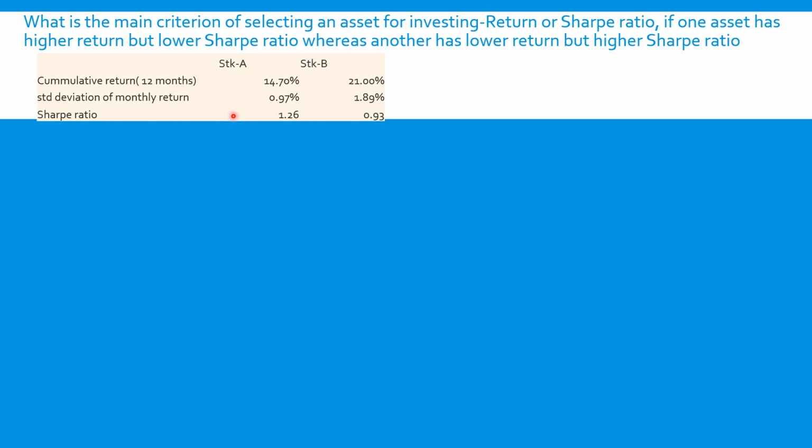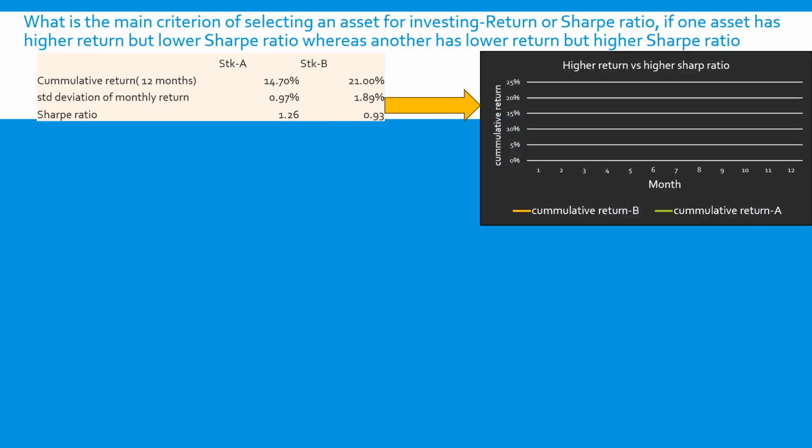Now let's see the table. Stock A has a lower cumulative return of 14.7% compared to stock B, which has a 21% cumulative return. However, stock A has lower standard deviation of monthly return, so its Sharpe ratio is higher at 1.93 compared to stock B at 1.26. The table is depicted on this graph.